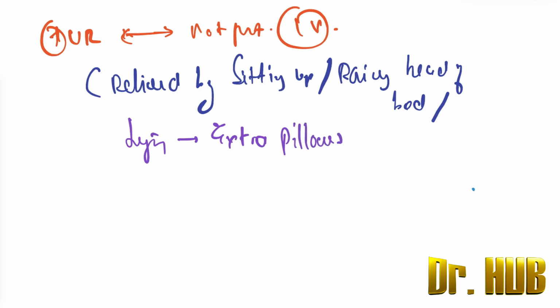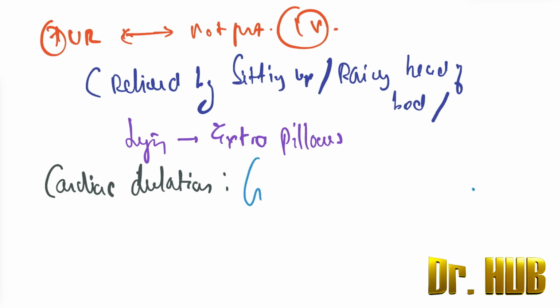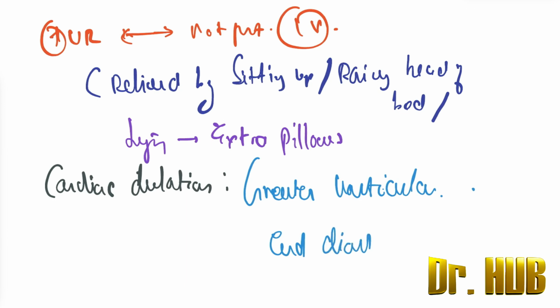Next is the cardiac dilation. In the cardiac dilation, there is a greater ventricular end diastolic volume.